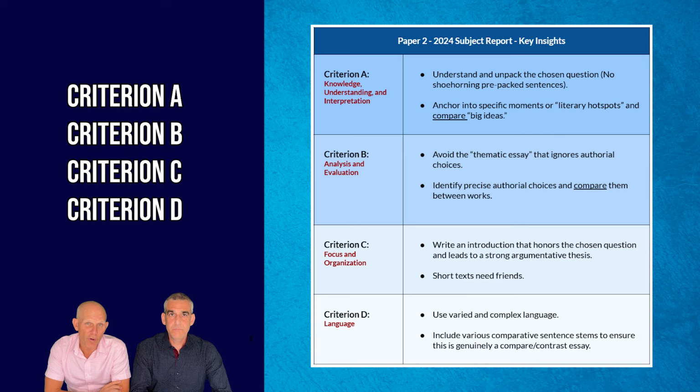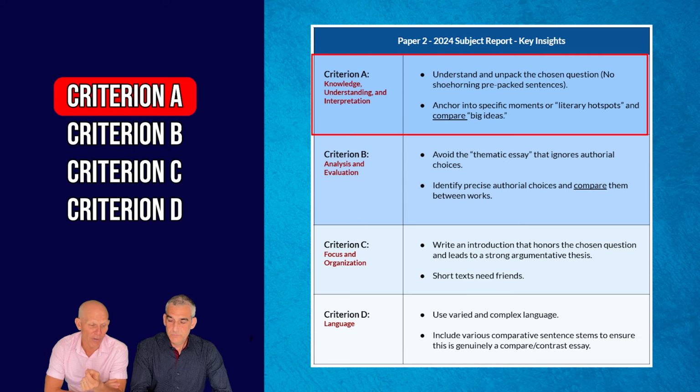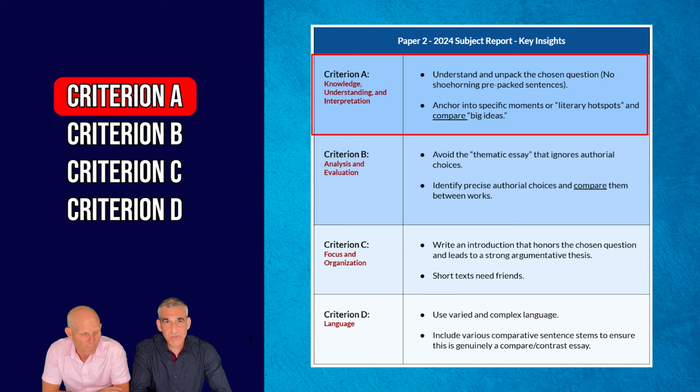We want to think, first of all, with criterion A. This is understanding and interpretation. It's worth 10 points. The first thing we want to think about is understanding and unpacking that chosen question. That means you're looking carefully at the question, identifying keywords, thinking about what those mean, and no pre-packaged essays, Mr. Giles. You can't just write out whatever you want. You've got to answer the question.